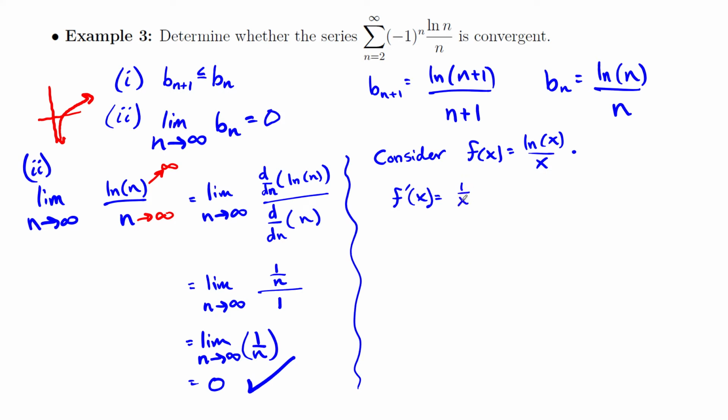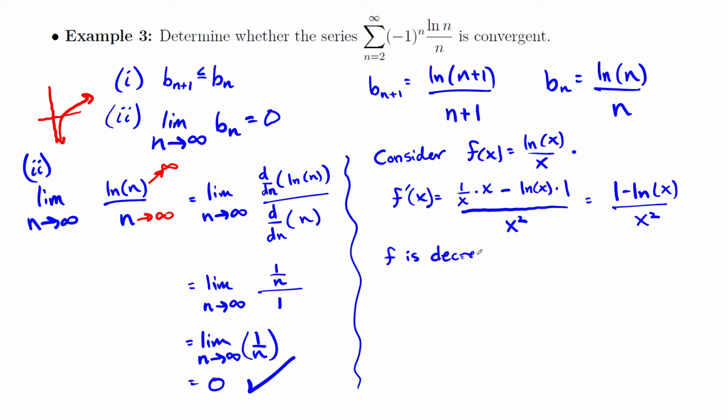So I'm going to take the derivative of the top times the bottom minus the top times the derivative of the bottom, all divided by the bottom function squared. So that equals 1 minus the natural log of x divided by x squared. All right, and so we know that f is decreasing when f prime is smaller than 0. So let's figure out, when is it that f prime is smaller than 0?